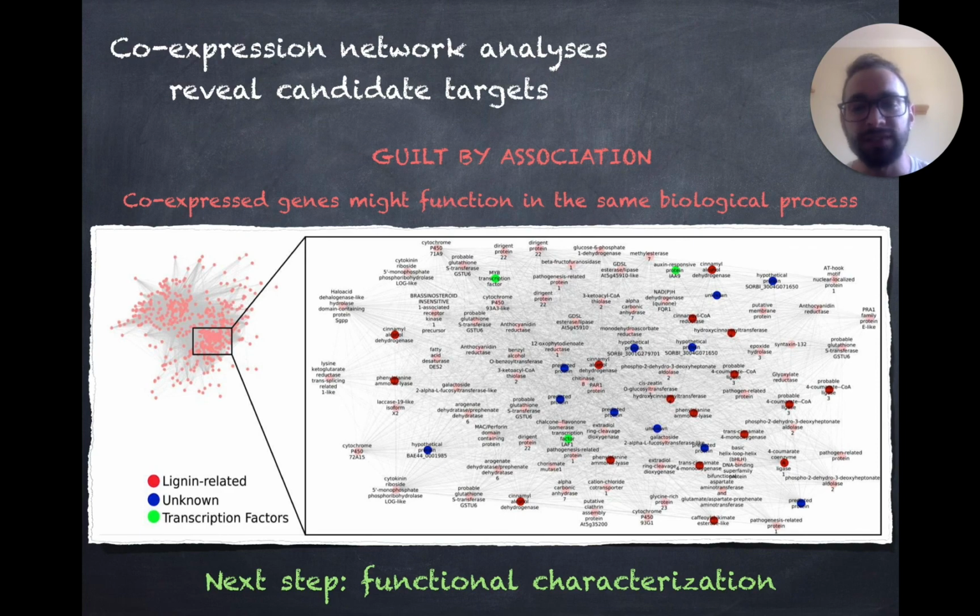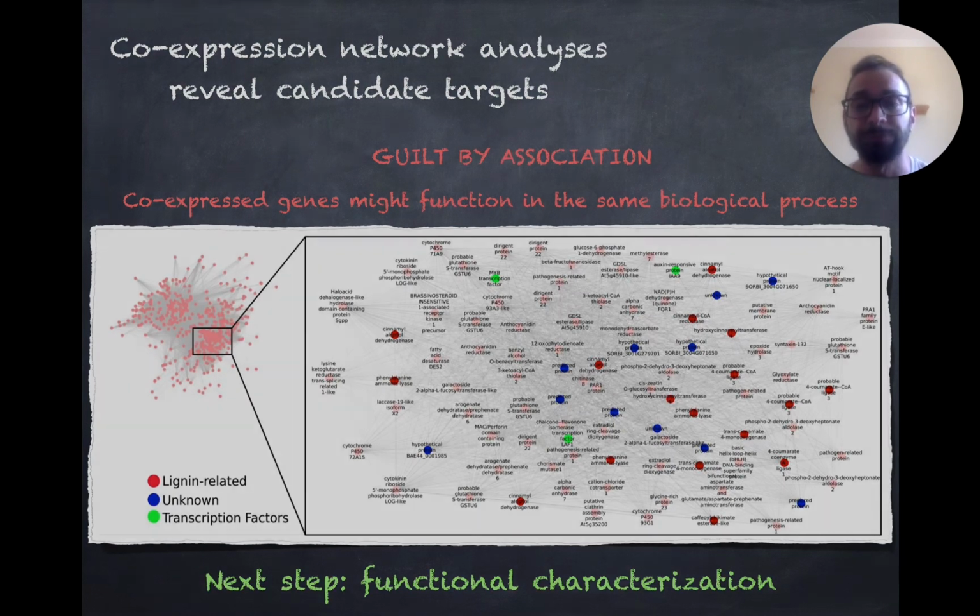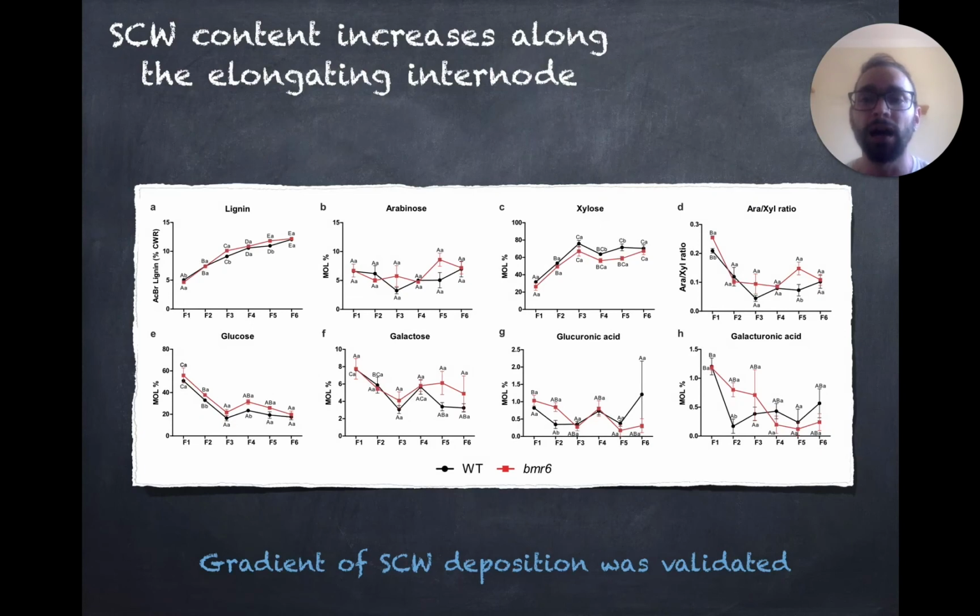Of course, the next step, as I will show you at the end of this presentation, is to further confirm this function using functional characterization. Regarding the elongating internode of sorghum, we performed these experiments with both wild type and a mutant in the CAD gene, which is a biosynthetic gene in the monolignol biosynthetic pathway.